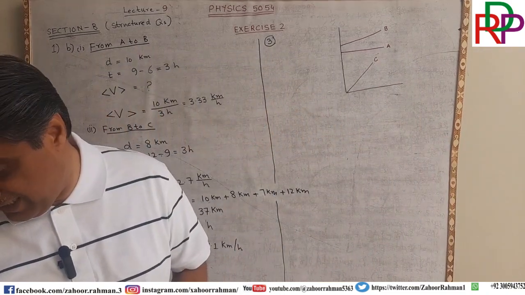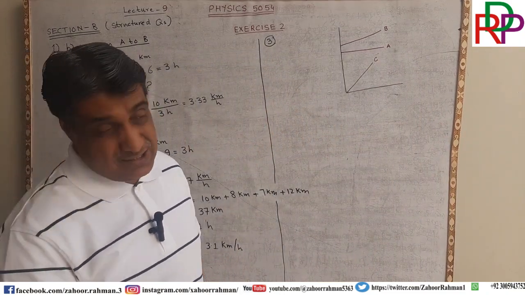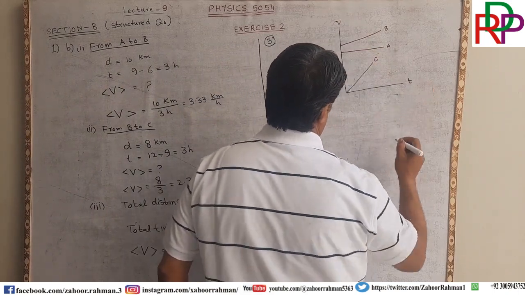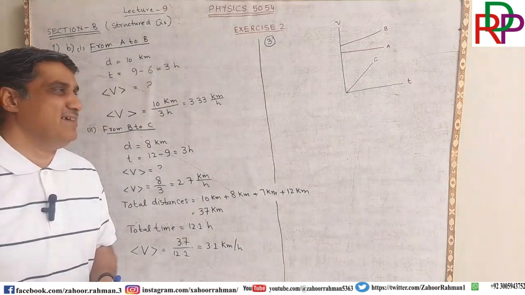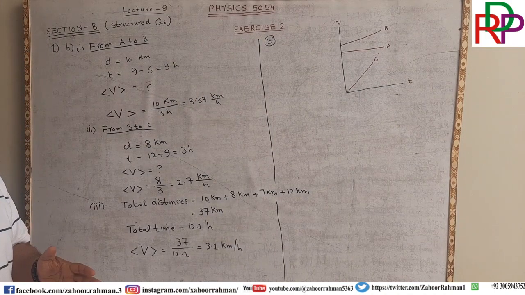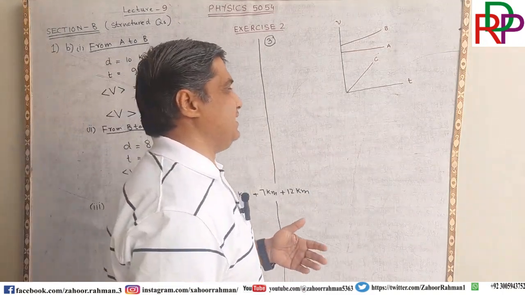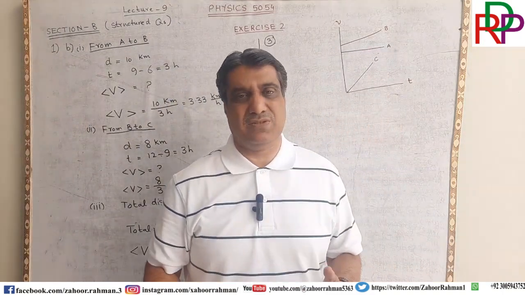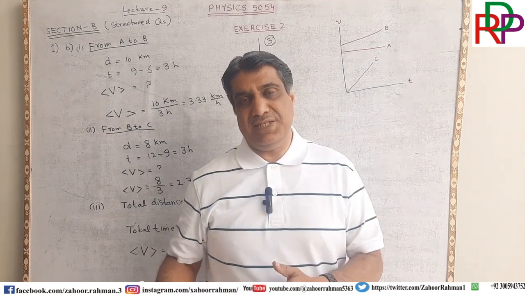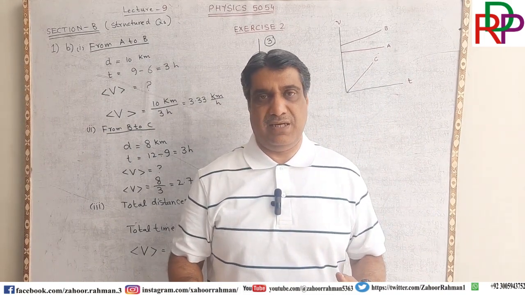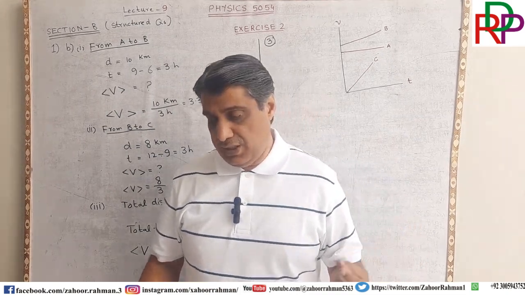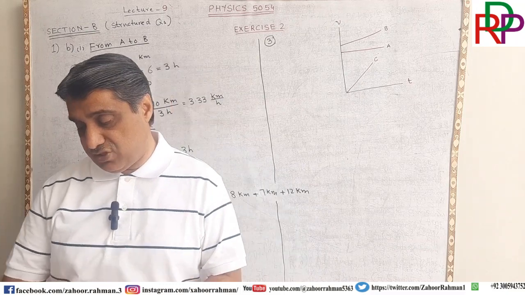And remember that this graph is a velocity time graph. Velocity time graph, not displacement time graph, because displacement time graph is giving us one type of information and velocity time graph is giving us another type of information. So we have to keep that in mind while solving the question.